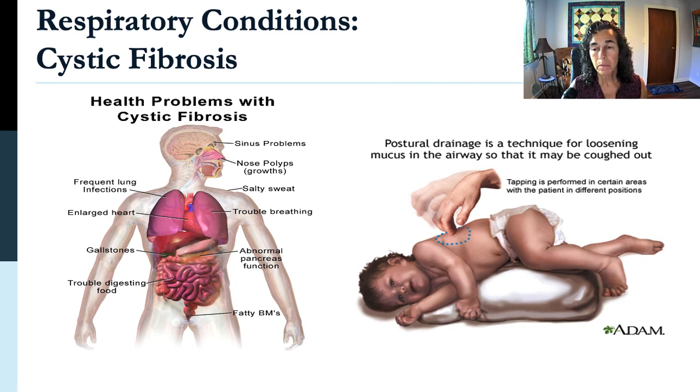So you can see in the picture on the right that the child is being positioned with their head down so that they can be tapped, and that will loosen the mucus in the airway, and the child can cough it out. As a person with CF ages, they will potentially have more and more complications from the disorder.